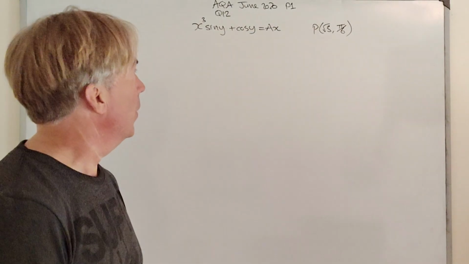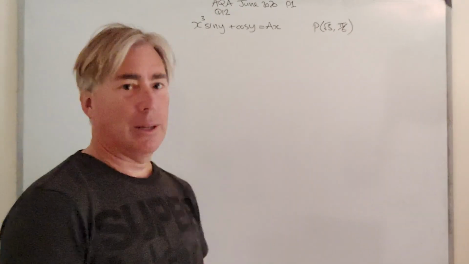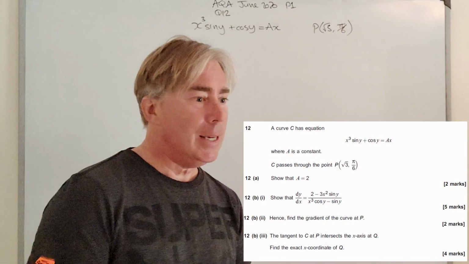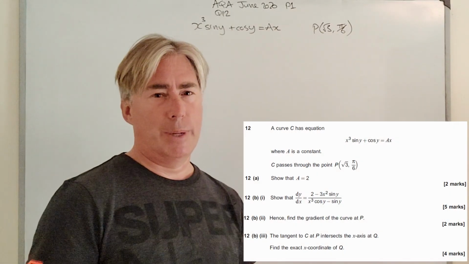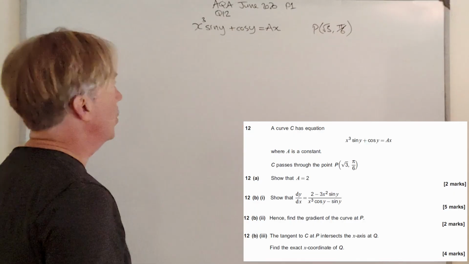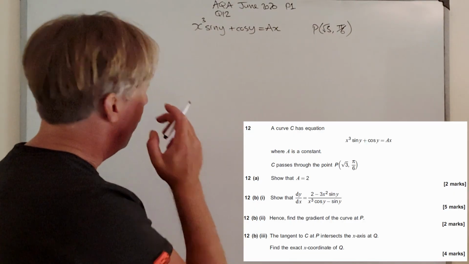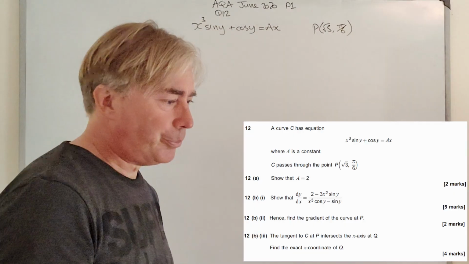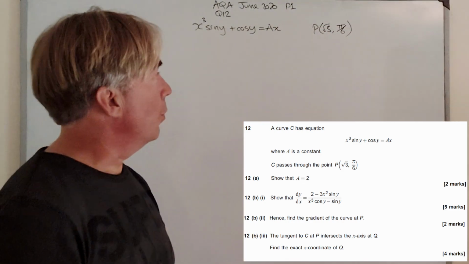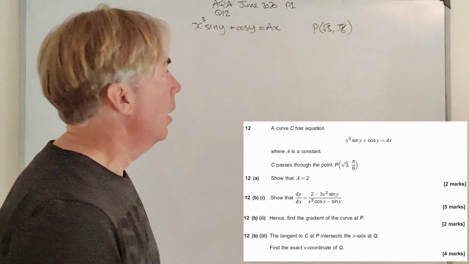Hiya. Here we are in June 2020 now with AQA once again. This is question 12. It's a 13 marker broken into four pieces. The first bit is pretty straightforward. We've got this implicit function in terms of x and y with some trig functions thrown in. And we're told one of the points is (√3, π/6).